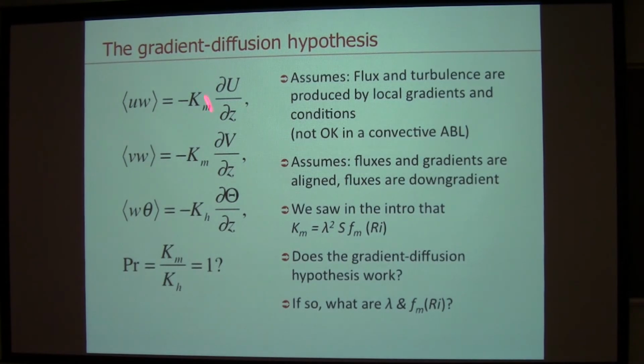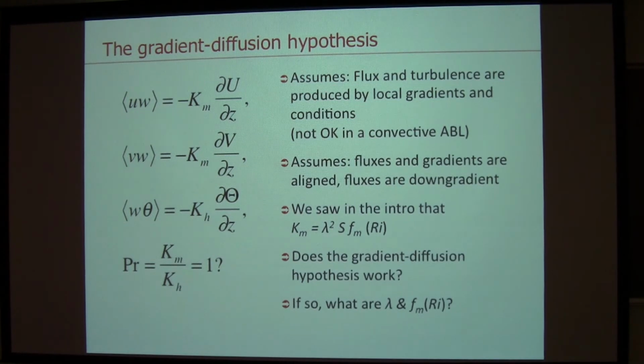So again, the simplest way to close them, I'm coming back to it, is basically eddy diffusion, where we say that the fluxes are proportional to the gradients with some eddy diffusivity. And you need a Prandtl number, which is the ratio of the momentum to heat diffusivity. The gradient diffusion hypothesis, if you want to test it, you first have to test its assumptions.